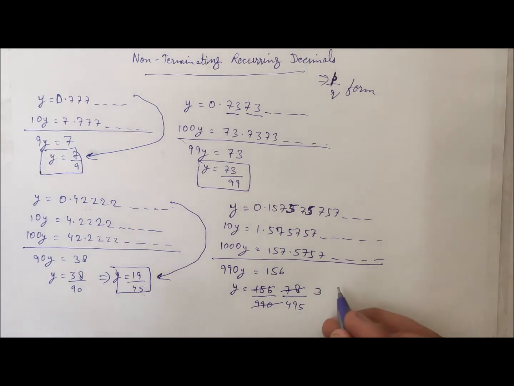Let's divide it by 3 actually. So I'll be left with 26 upon 165. Yeah, so that is my reduced form. That is the answer. So p by q form for this is 26 by 165.